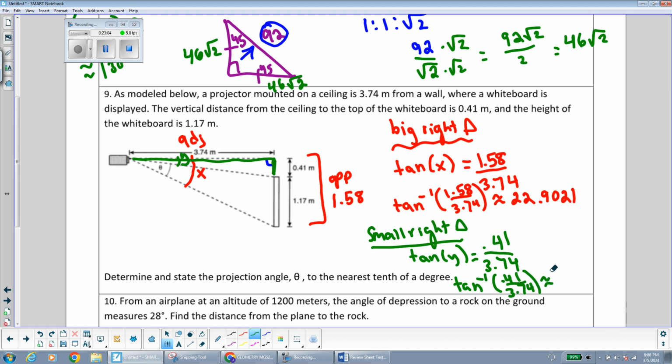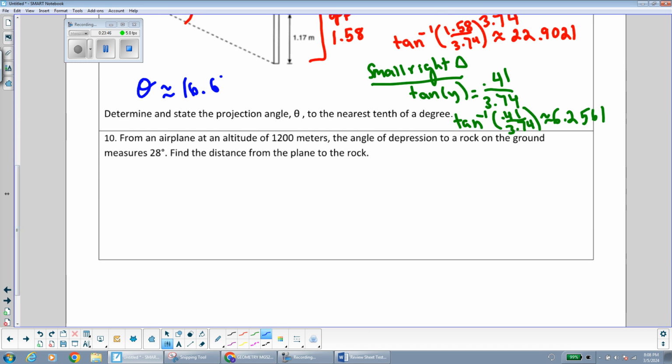And this is not my final answer. So once again, I'm going to keep a couple of decimal places after I put this into my calculator. And it's approximately 6.2561. And now that we have the big angle and the smaller angle, we can subtract them. And when we subtract them, we find that theta is approximately, to the nearest tenth of a degree, 16.6 degrees. Moving on.